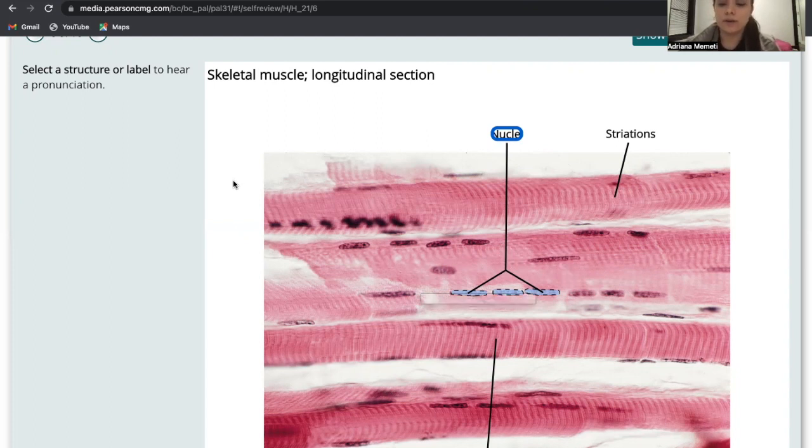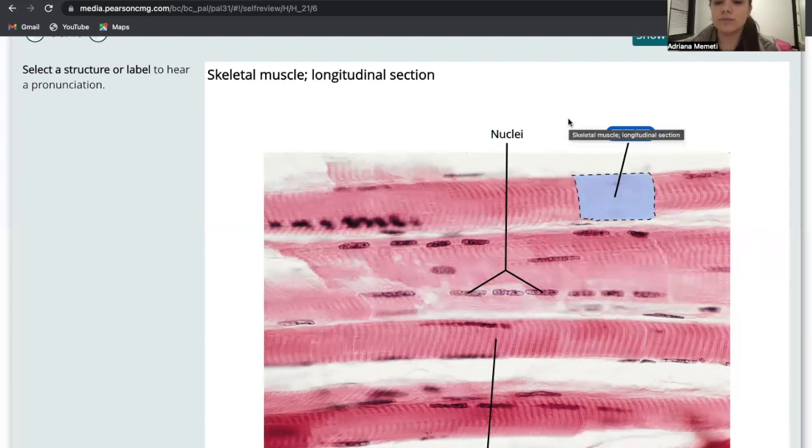Also, something that is very important to mention is the striations. And this is very important because this allows our muscles to contract and so our body to move. Also, the cardiac muscle tissue has striations as well. In fact, it moves as well.